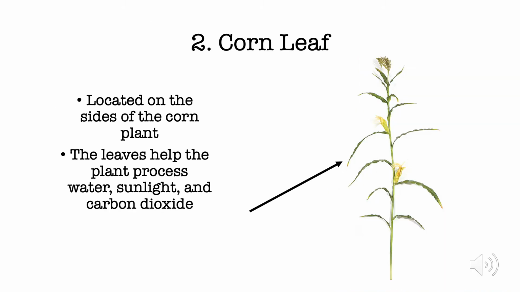What does the corn leaf do and where is it? The leaves of the corn are located throughout the sides of the plant. The leaves help the plant process the water, sunlight, and nutrients it receives while it's growing. If there were no leaves, the plant would not be able to grow. Did you know a fully grown corn plant has 16 to 19 leaves?